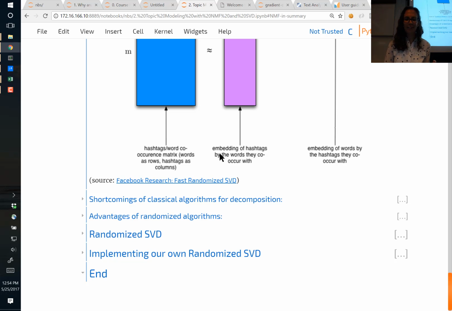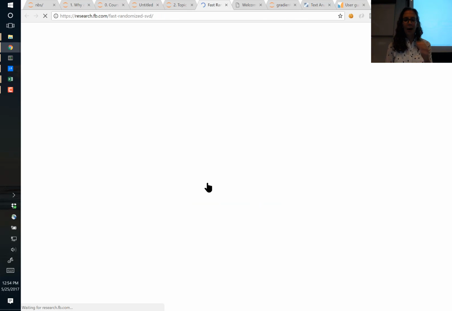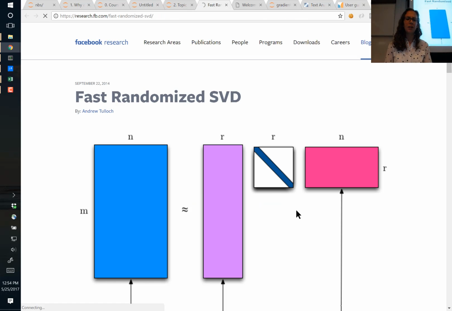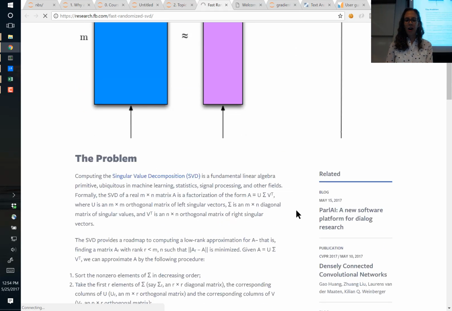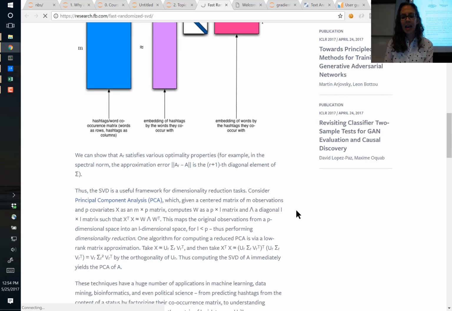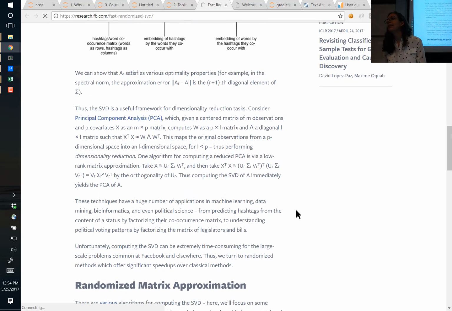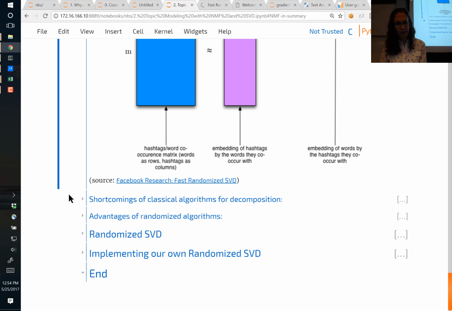And then this picture I've taken is from this blog post on the Facebook research page on fast randomized SVD, and we're going to be talking about some of the ideas in it below, but I encourage you to check that out.